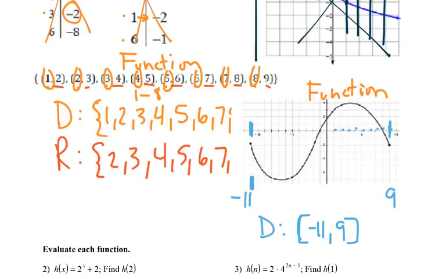Now my range is going to be the y value. So how far down do I go? The lowest my graph goes is right here, which looks like negative 7. The highest is up here at positive 4. So from negative 7 to positive 4 is how far my range goes.